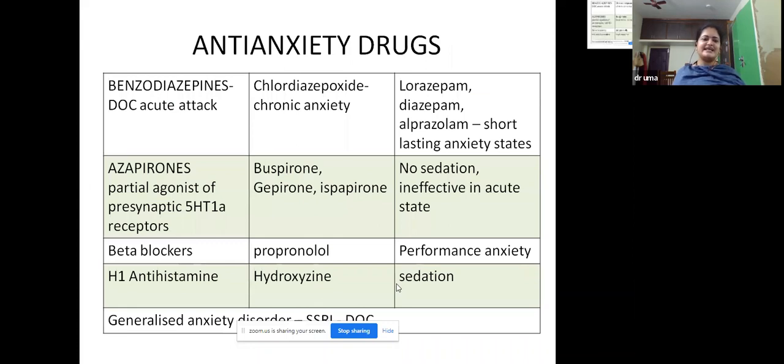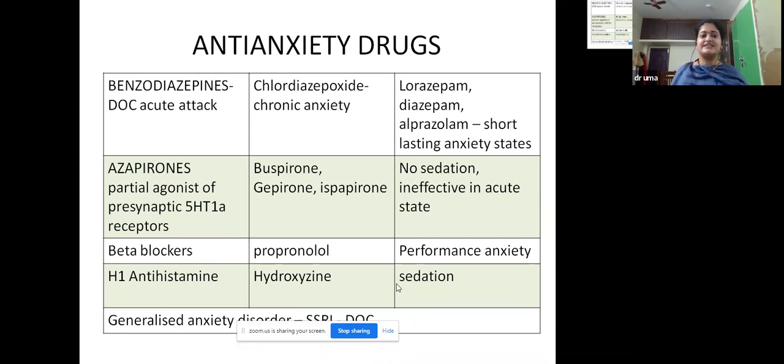Now coming to the anti-anxiety drugs, the drug of choice for the acute attack is benzodiazepine. But for generalized anxiety disorder, the drug of choice is SSRI. So for acute attack, it is benzodiazepine. For chronic disorder, that is generalized anxiety disorder, it is SSRIs. Among the benzodiazepines, chlordiazepoxide is used for chronic anxiety. Lorazepam, diazepam, alprazolam are used for short-lasting anxiety states.